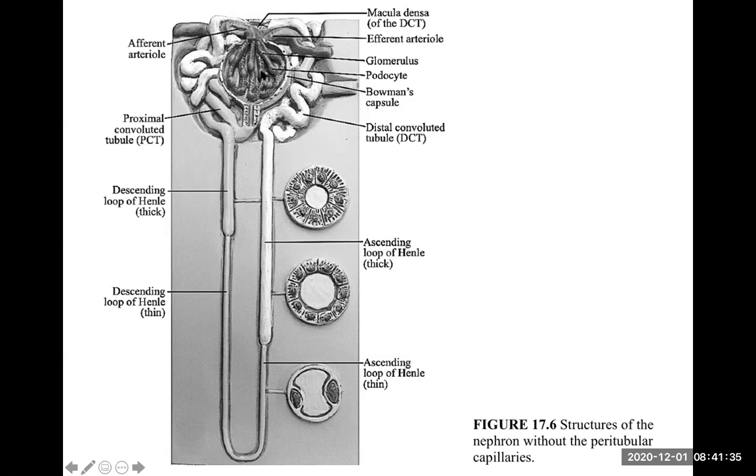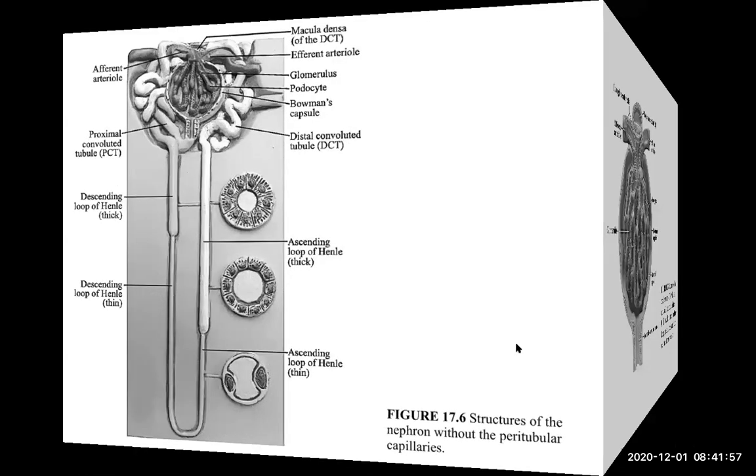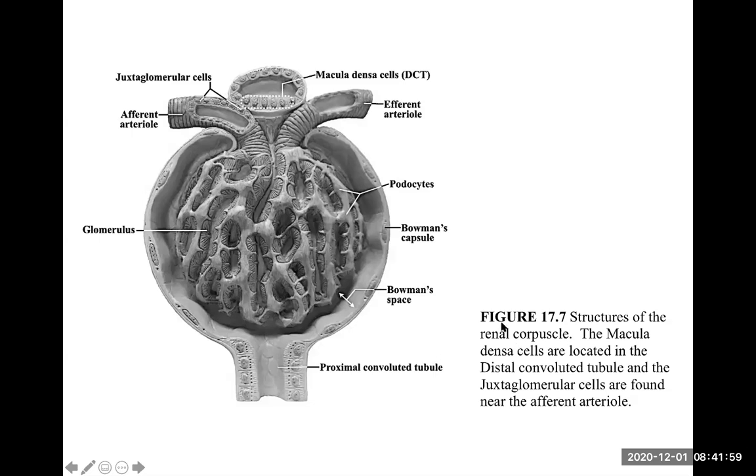The filtrate then goes through the proximal convoluted tubule, down the descending loop of Henle, the thick and thin portions, up the ascending loop of Henle, the thin and thick portions, into the distal convoluted tubule. And this shows you the difference between the descending and ascending loops and what makes up their walls in the cells. Here's a look at the glomerulus.